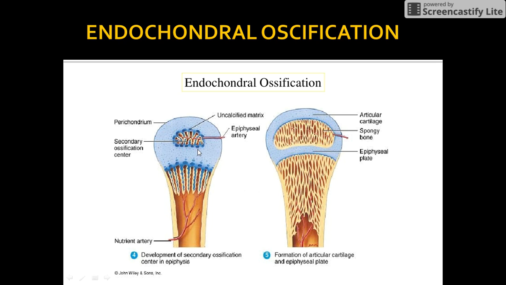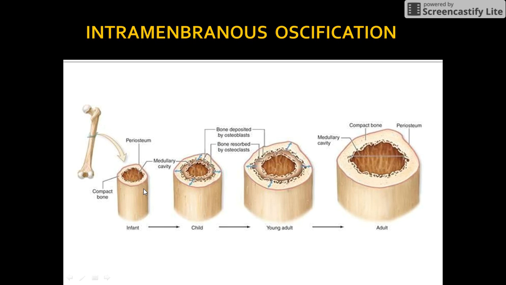So at the metaphysis, see, this is cartilage and this is an ossification center. When ossification is occurring, this cartilage is converting into bone. So this is endochondral ossification. By endochondral ossification, due to growth at the physis, the length of the bone is increasing. So how is the girth of the bone increasing? The girth of the bone is increased by intramembranous ossification.